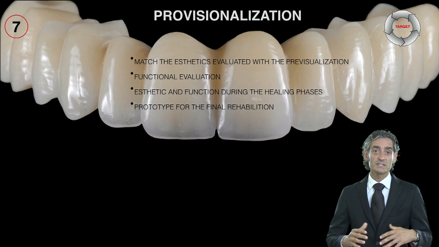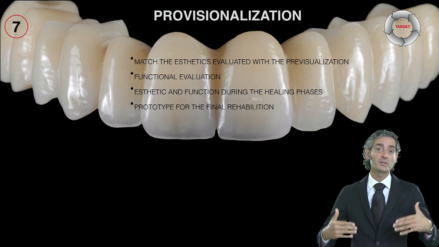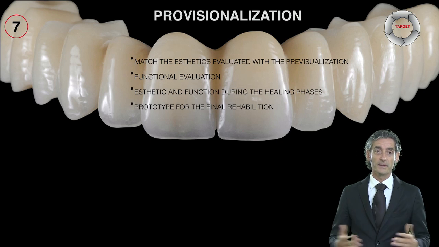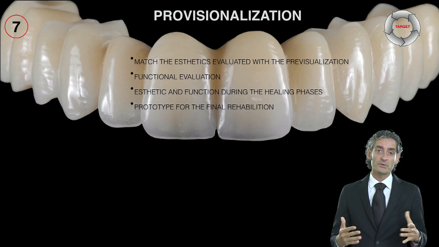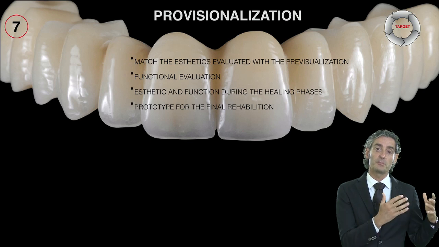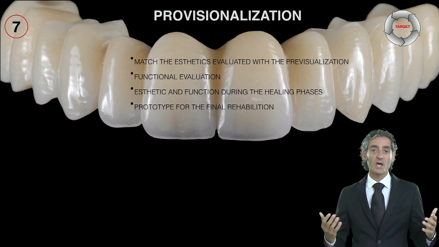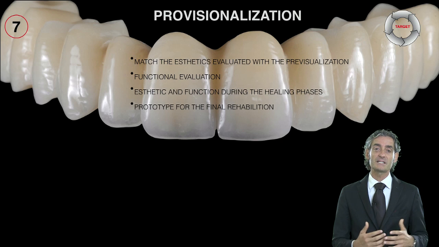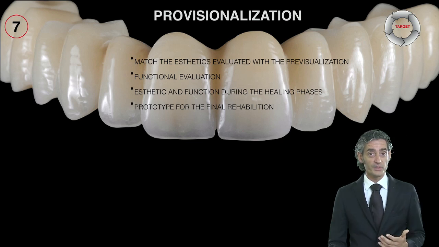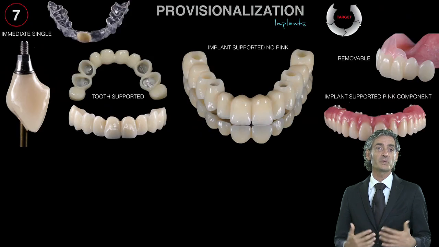And so for this, we have to start to think about the provisional restoration and surgery. For us, the provisional restoration must be a copy of what we test in the mouth through the use of the previsualization. It's a prototype of the final rehabilitation, so it must also evaluate the function. And right now, I would like to speak with you about the provisional restoration, what we can have.